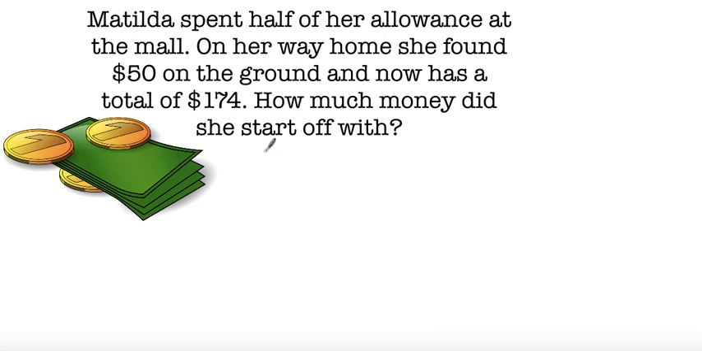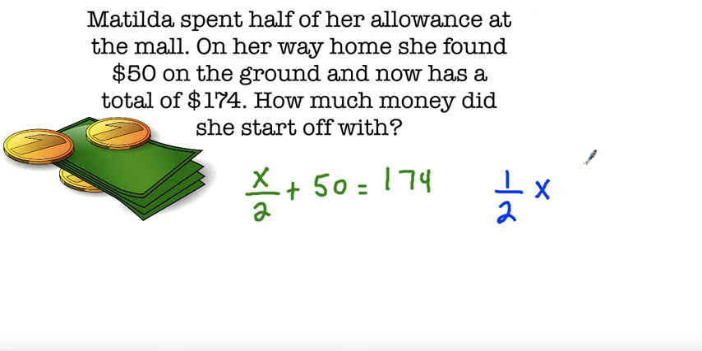So another way we could have thought of it, so our equation was x divided by 2 plus 50 is equal to 174. Another way we could have written it is if she spent half of her money, we could represent that just using the fraction half, so half of her money, and we don't know how much money she started off with. And then she found $50 and now has $174.